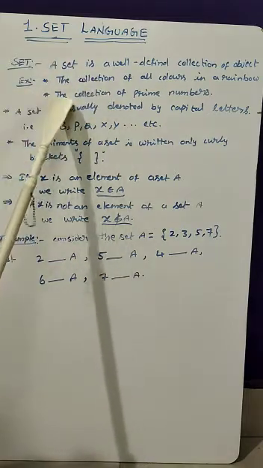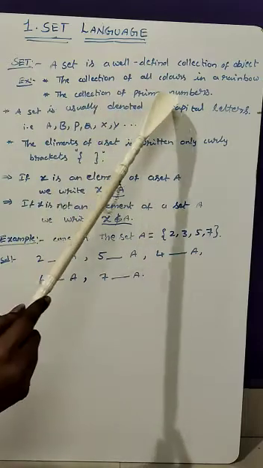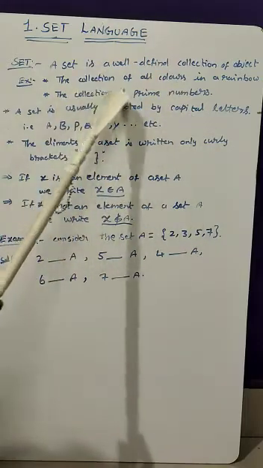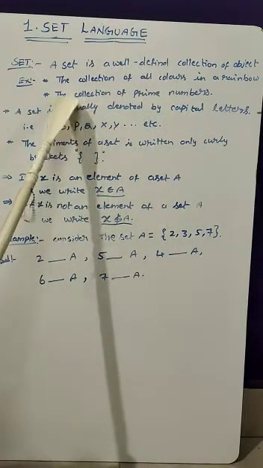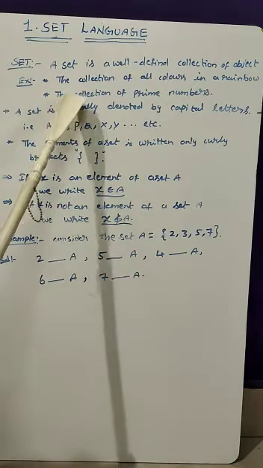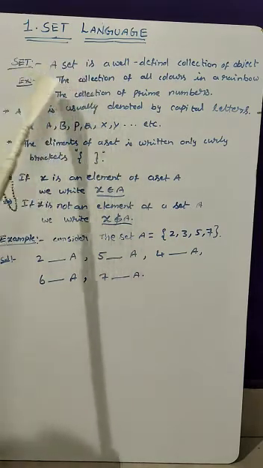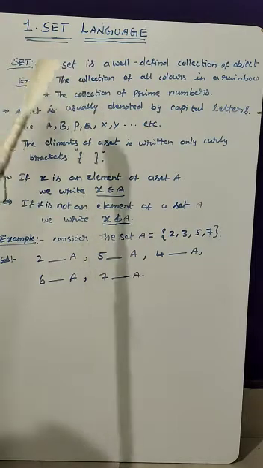And the second example is the collection of prime numbers. You already know prime numbers also. So it is a definable object that is called a set. So these are two examples of a set.